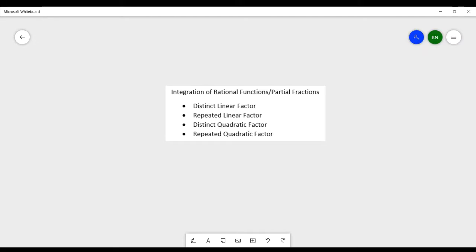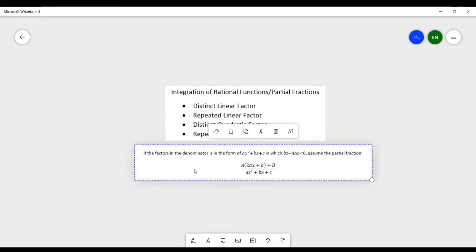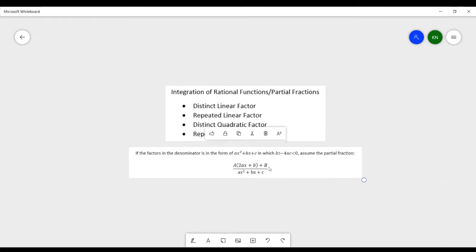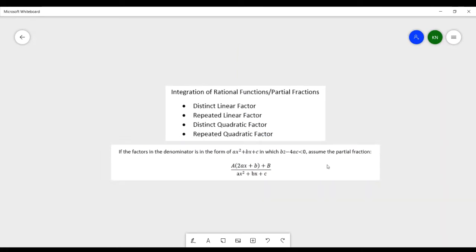In solving distinct quadratic factors, we need to note that if the factor in the denominator is in the form ax squared plus bx plus c, in which b squared minus 4ac is less than 0, we need to assume the partial fraction (Ax plus B) over (ax squared plus bx plus c), where A and B here are constant unknown numbers that we need to solve for later on.